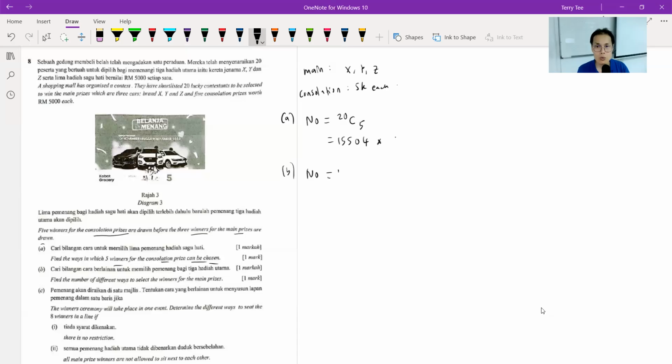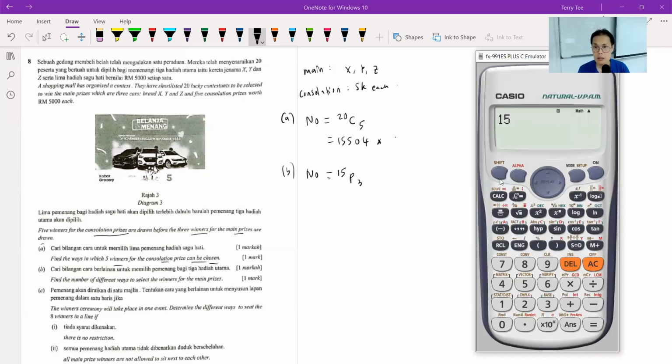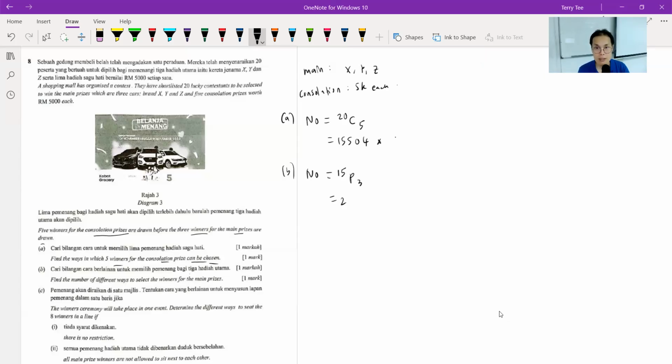So the number of ways to choose them, or in this case to arrange them, is 15P3. Out of the remaining 15, I arrange any 3. This will give us 2730. Yeah, the number of ways to select the winners is 2,730.